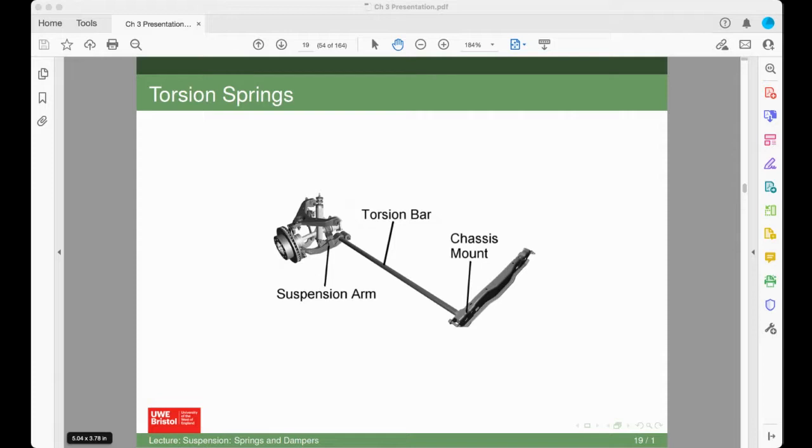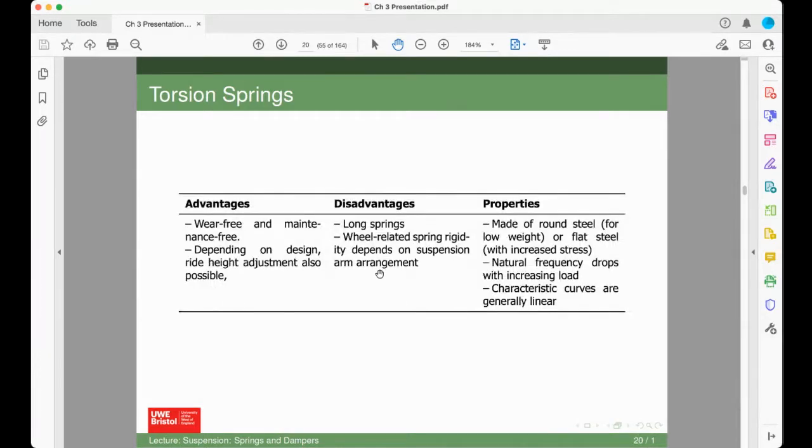I think certainly in the past, many former student cars have used a torsion spring as their spring stiffness. Like I said, it's just a simple piece of metal, so it's actually relatively cheap. Okay, so wear-free and maintenance-free, and depending on the design, you can adjust the ride height. I guess the other advantage in there is the fact that the cost is relatively cheap. Obviously, they've got to be quite long generally to give you the required stiffness.